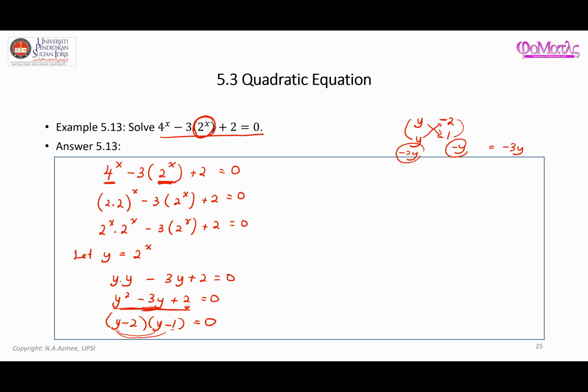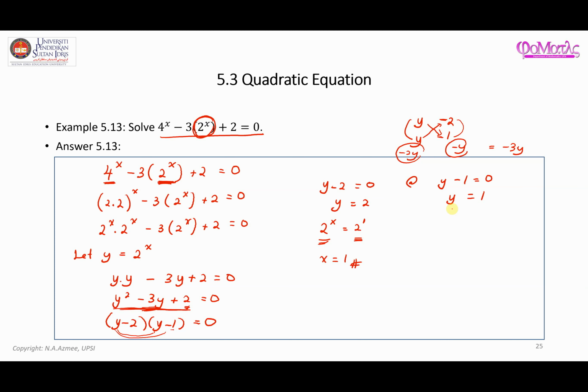So now we can solve the equation using the zero product rule, which is y minus 2 must be equal to 0, or y minus 1 is 0. Therefore, y is equal to 2, and for this one, y must be equal to 1. So what is y? Y is actually 2 to the power of x, which must be equal to 2. So if you compare 2 to the power of x and 2, clearly you can see that x must be equal to 1. So that is the first solution.